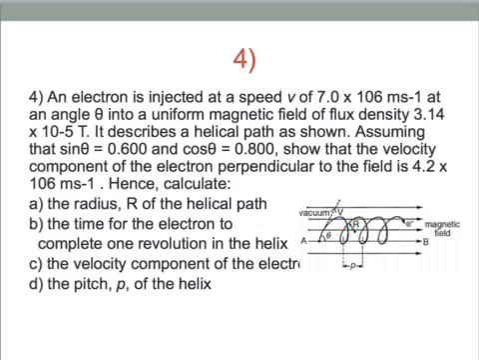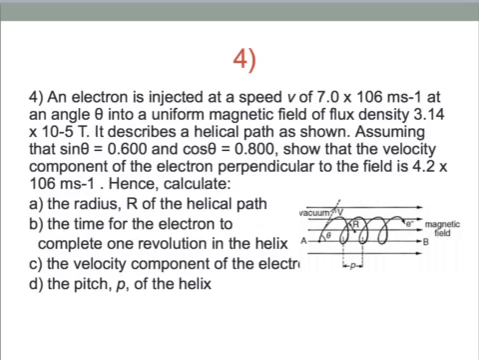Assuming that sine theta equals 0.6 and cos theta is 0.8, show that the velocity component of the electron perpendicular to the field is 4.2 by 10 to the power of 6 meters per second. That's talking about the component that's directly vertical, perpendicular to these field lines here. So here's the actual velocity direction, and we're interested in calculating the vertical component that's perpendicular, and in fact showing that it's 4.2 million meters per second.